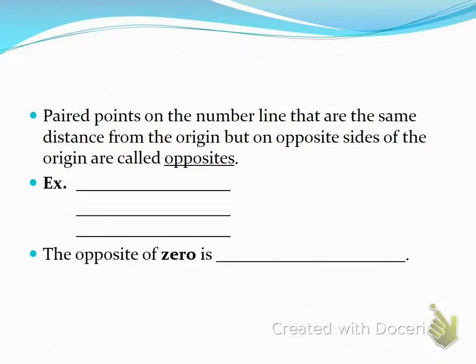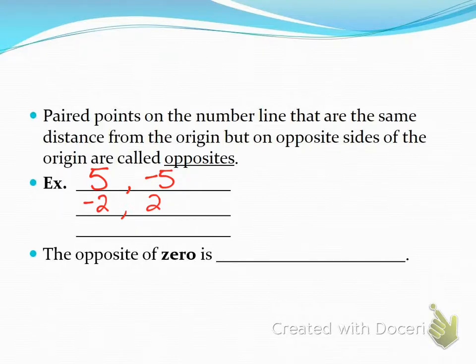So one example would be something like 5. What's 5's opposite? Negative 5, good. You could draw a number line and show that they are the same distance away from 0, but I think many of you already know that. What about the opposite of negative 2? Positive 2, good. Okay. The last one, you could come up with any example you want.